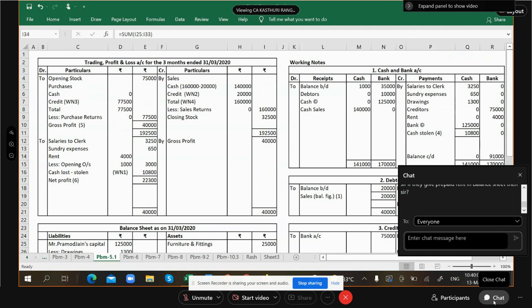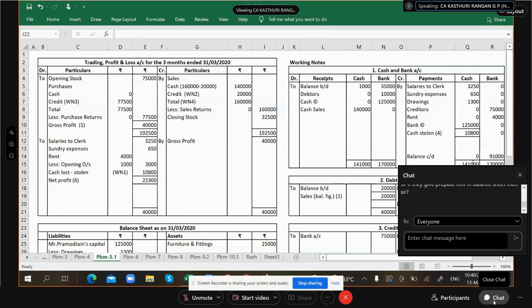Now, Sri Ramulu also wanted to speak, I think. Sri Ramulu, do you have any questions? No, sir, no questions. You are clear? Yes, sir. Okay, thank you.